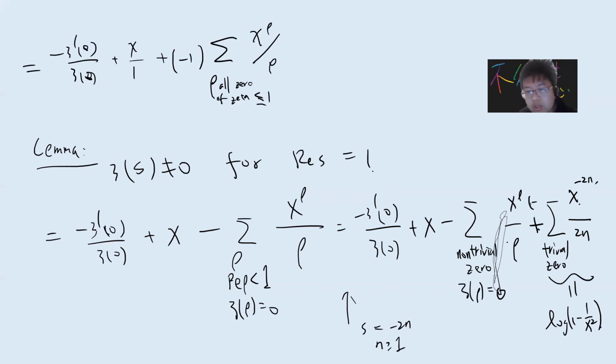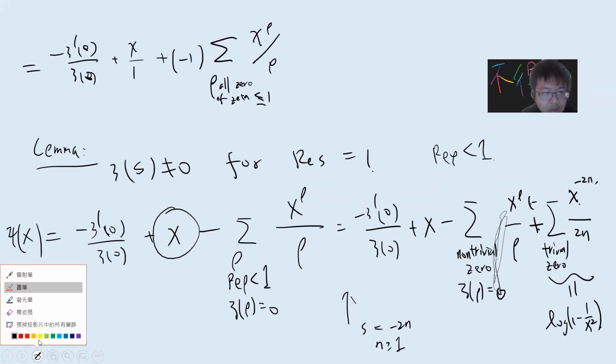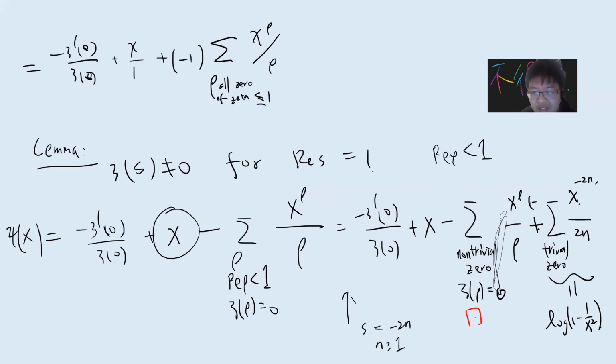But no matter what, you basically prove that psi of x has leading order term x, and the rest, with real part of rho less than 1, is of lower order. So you prove the prime number theorem. Okay, so this is the proof. The proof idea is just this, and I think the details I already explained in the previous few videos.